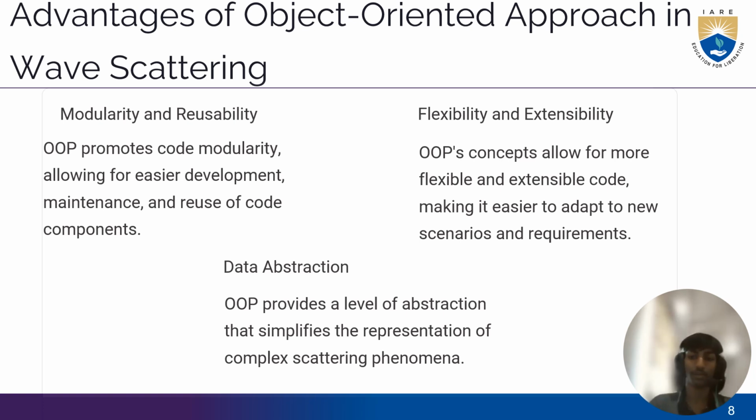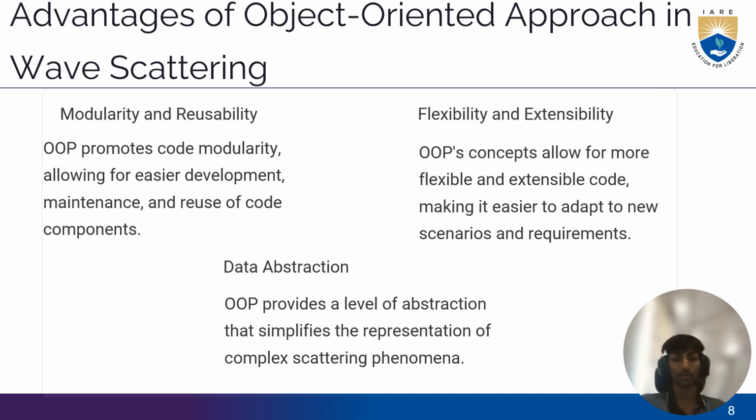And the OOPS benefit of modularity and reusability. Classes can represent components like waves, materials, or scatterers, such as spheres, planes, and cylinders. These three are the examples. These classes can be reused in different scattering scenarios or simulations. Modification in one class, for example material properties, does not affect the rest of the code.